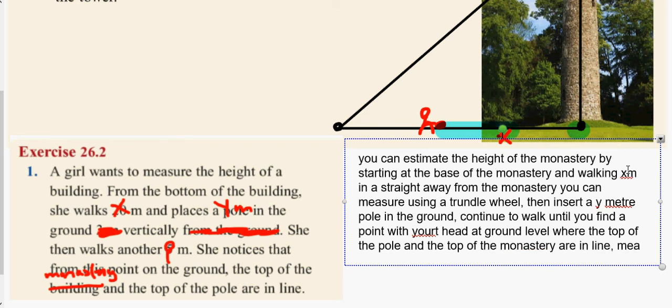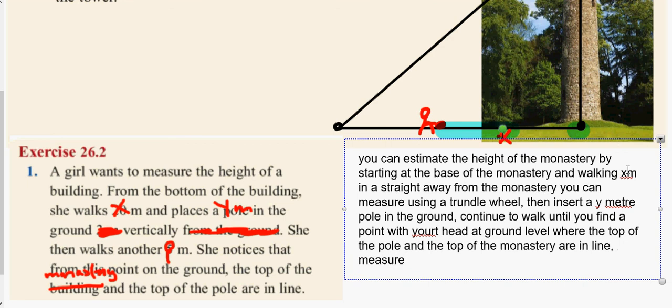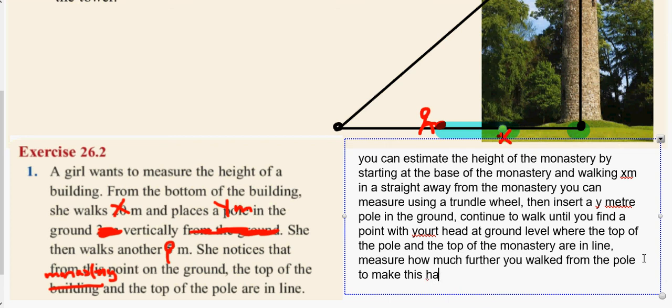Measure how much further you traveled, how much further you walked from the pole to make this happen. Call this distance P.